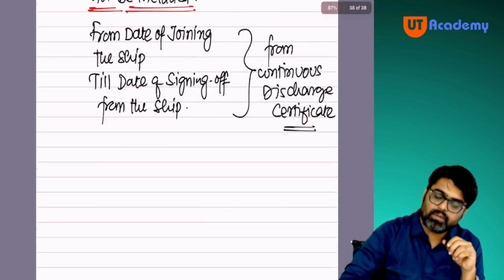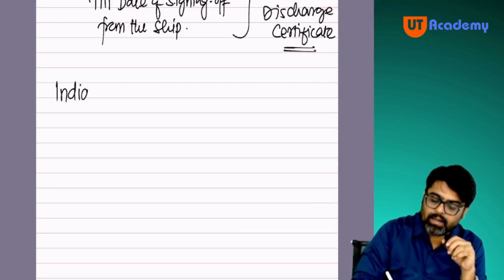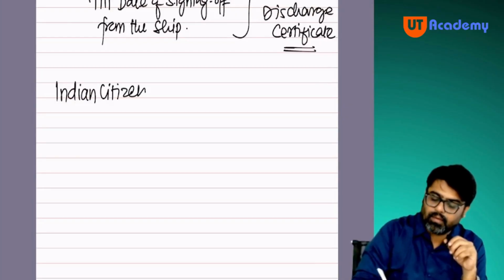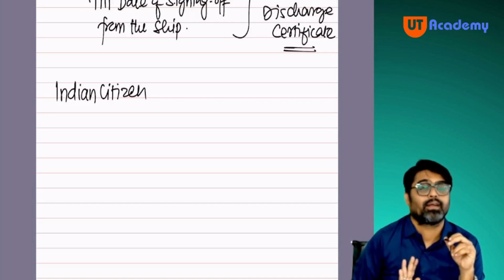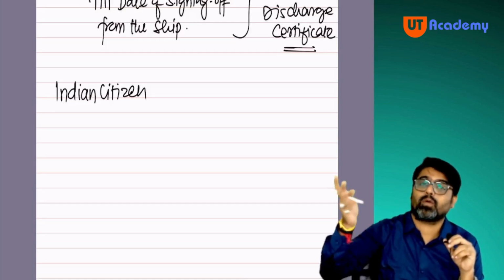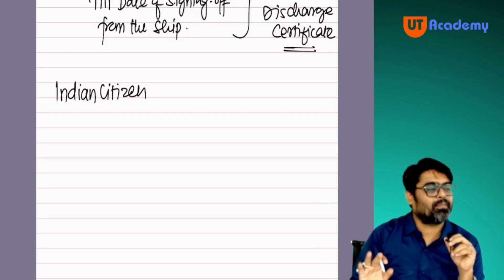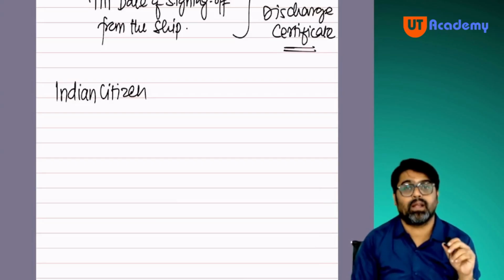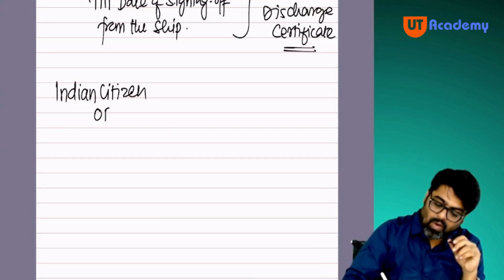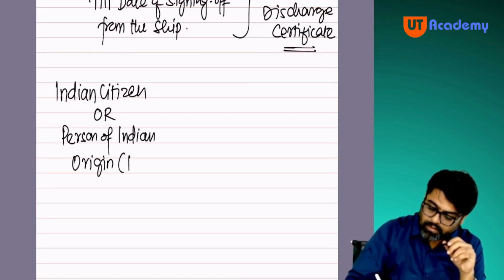Now coming to the third exception. You are an Indian citizen. Have you noticed one thing? In the exceptions, they are covering only Indian citizens. That means, if in the question you come across a citizen who is not an Indian citizen, remember, he cannot be covered by these exceptions. But still he can be covered by the third exception, which I am telling here: Indian citizen or person of Indian origin. We call it PIO.